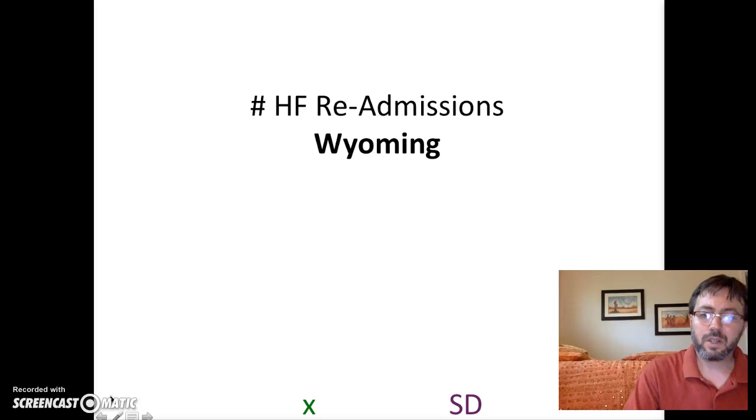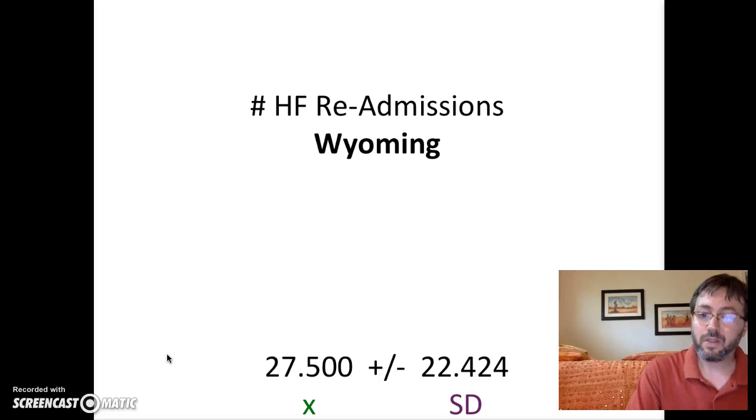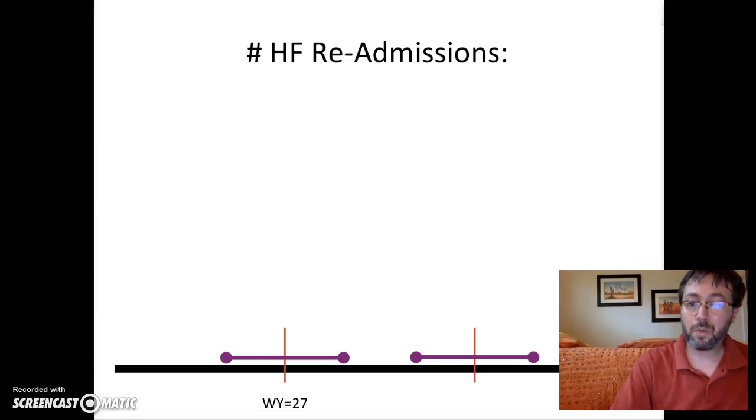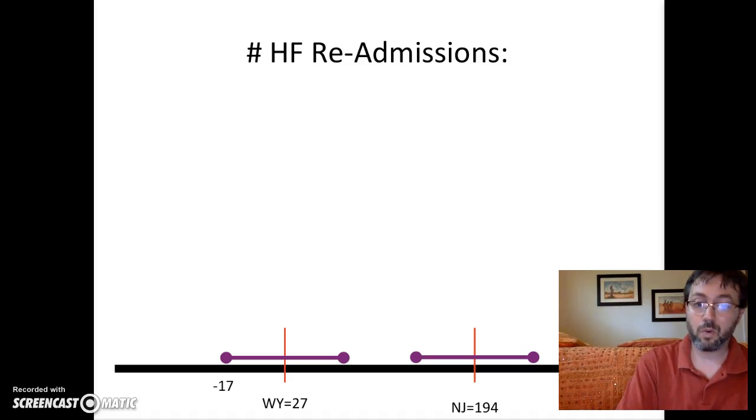And we see that 27 plus or minus 22. Now let's compare Wyoming to New Jersey using this measure of standard deviation. So if we look at the number of heart failure readmissions by state, we see Wyoming has 27 as the mean. So now if we plot those data conceptually, we see that Wyoming has a mean total number of heart failure readmissions of 27 per facility. New Jersey has a mean of 194.